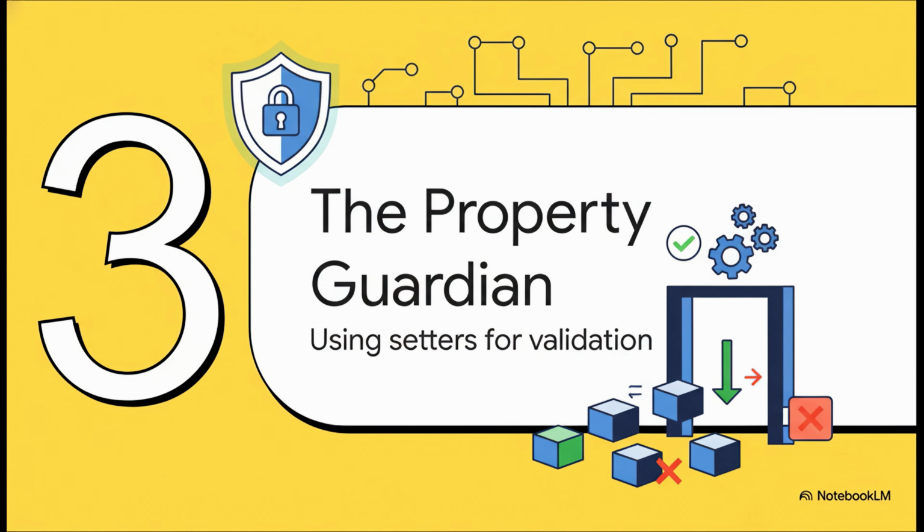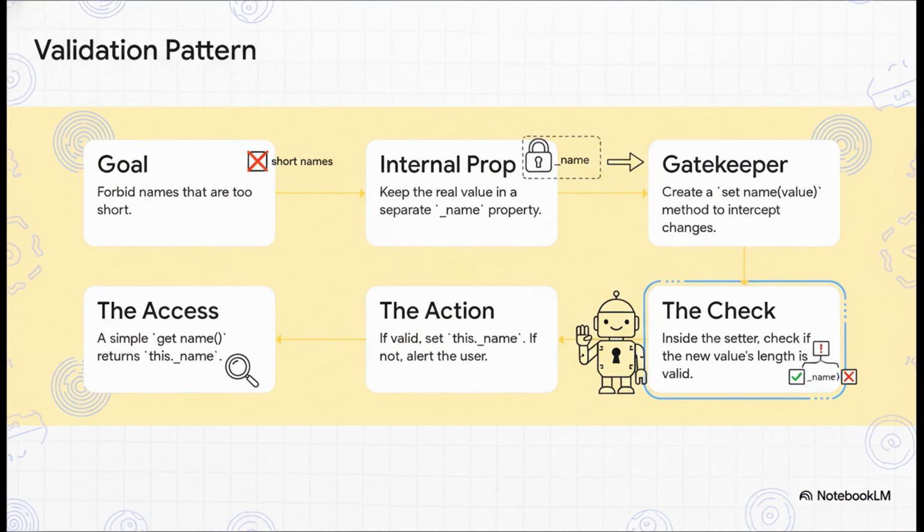Alright, now that we know the rules of the road, let's check out a really powerful real-world use case for this. We can use setters to act as a guardian for our data, basically validating it before it ever gets stored. Okay, here's the game plan. Let's say our goal is to prevent users from having super short names. The strategy is to create a private property underscore name to hold the actual data. Our public name property then becomes an accessor, and its setter acts as our gatekeeper.